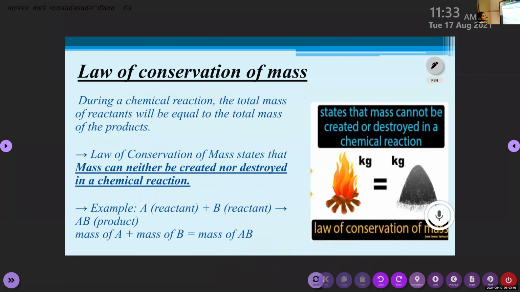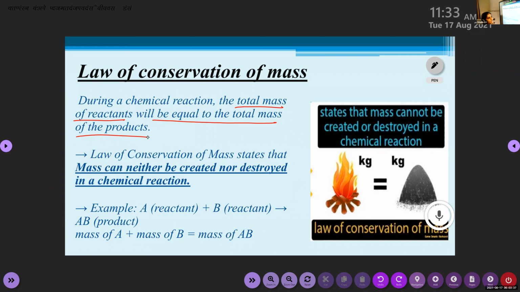Law of conservation of mass. During a chemical reaction, the total mass of the reactants will be equal to the total mass of the products. And the main statement of this law is that mass can neither be created nor destroyed in a chemical reaction. That's the statement of this law.